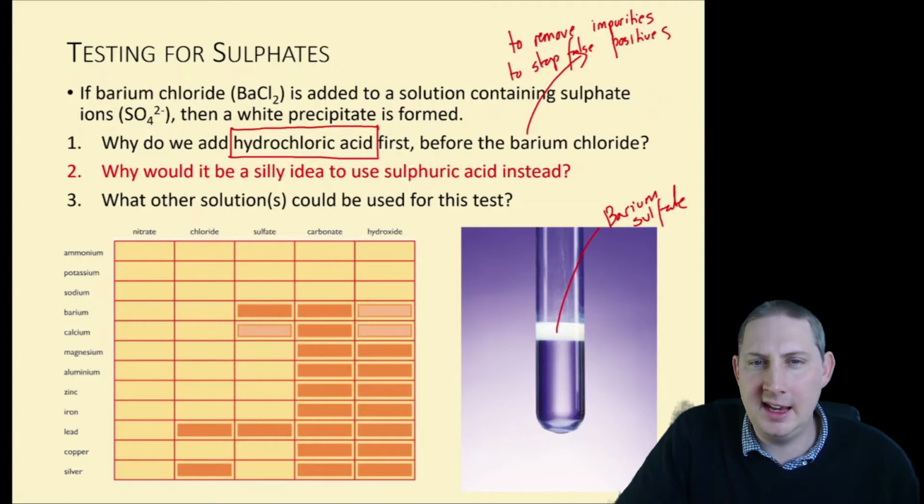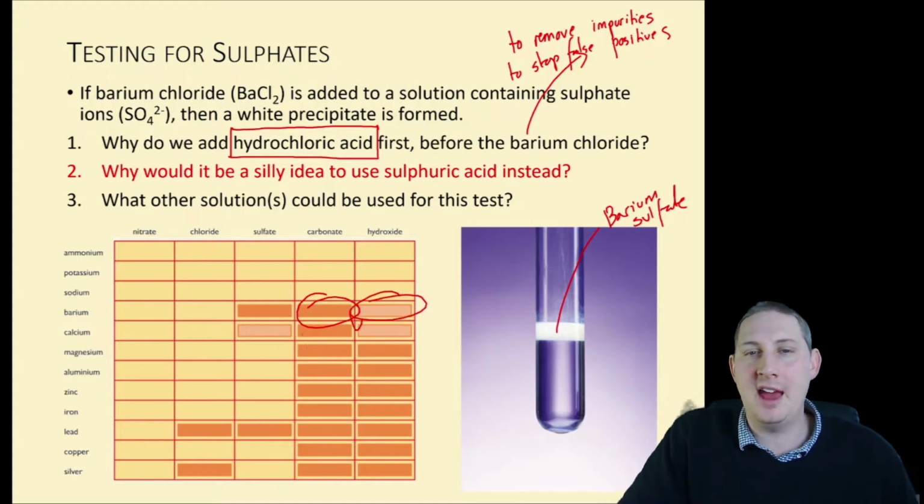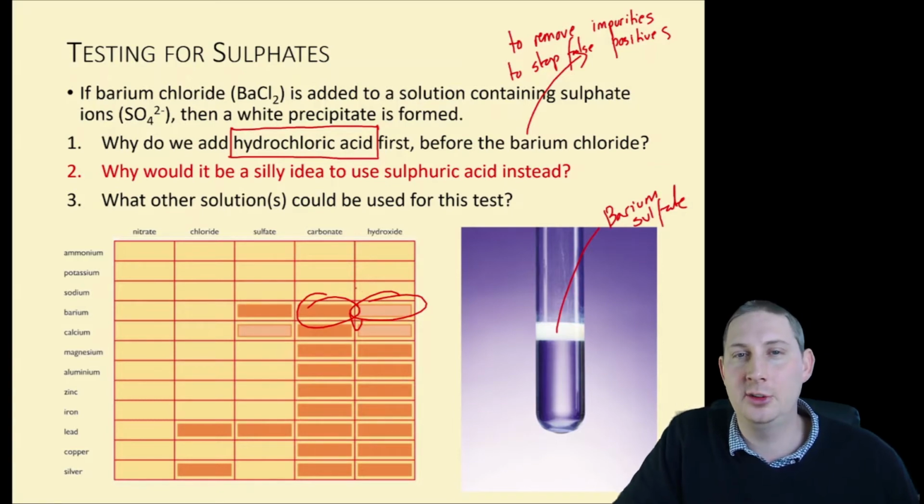As we can see here, barium carbonate is also insoluble, as is barium hydroxide, and therefore, if there's a carbonate or a hydroxide, they would give a precipitate. We don't want that, so we add hydrochloric acid first.